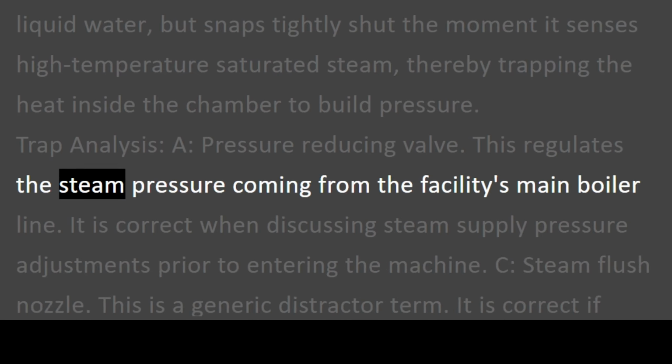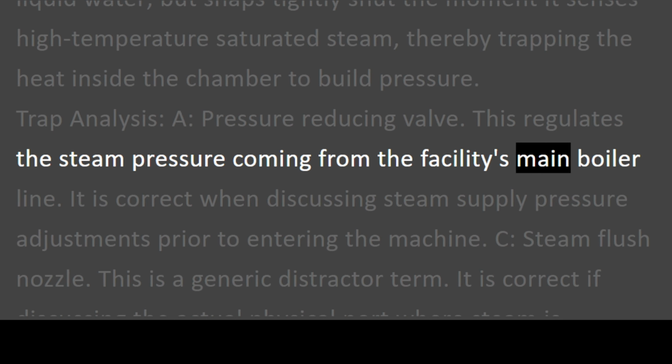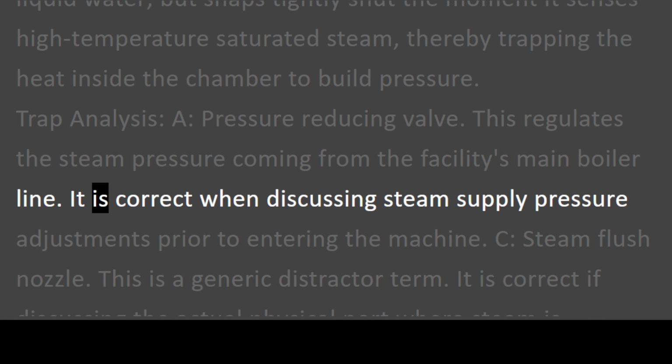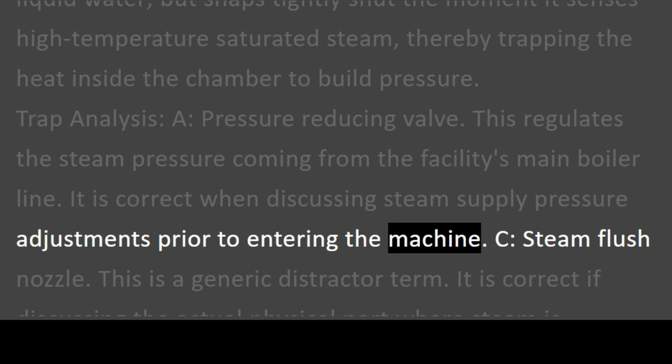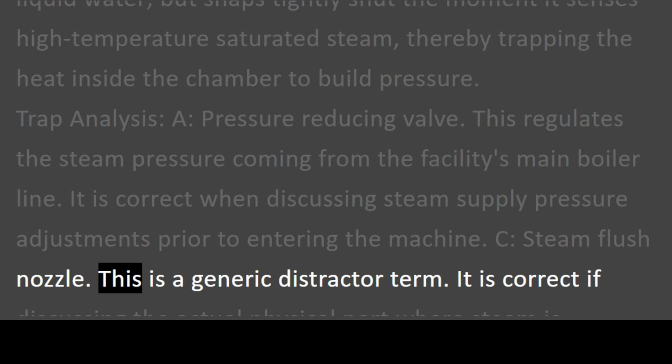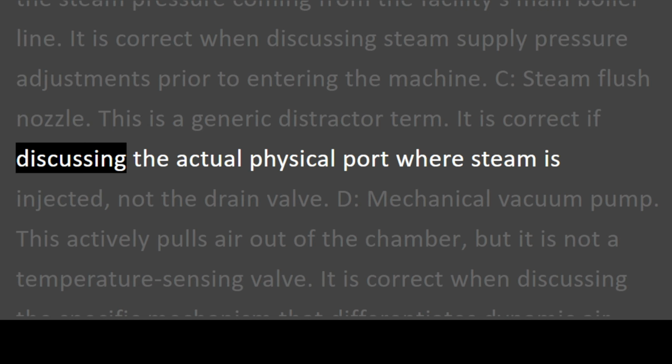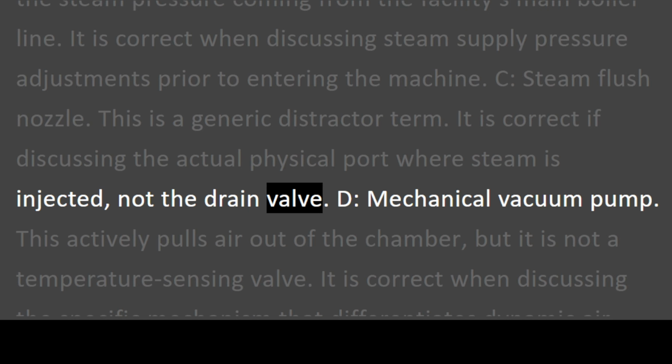This regulates the steam pressure coming from the facility's main boiler line. It is correct when discussing steam supply pressure adjustments prior to entering the machine. C. Steam flush nozzle. This is a generic distractor term. It is correct if discussing the actual physical port where steam is injected, not the drain valve.